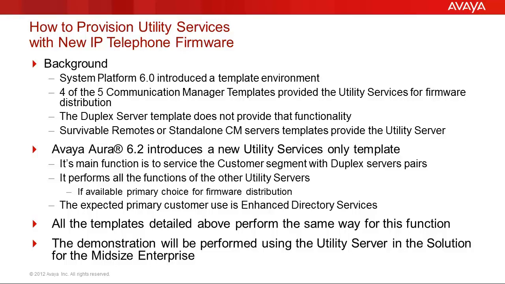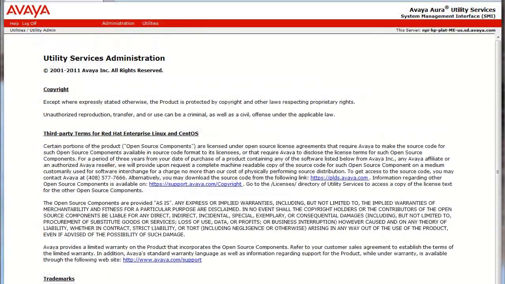The demonstration will be done using a utility server that is a component of the solution for the midsize enterprise. Midsize enterprise is a later entry into the various Aura template architectures. Our first step is to identify the current version of the firmware of the 96X1 telephone. I have chosen to use that particular set type for the demonstrations today.